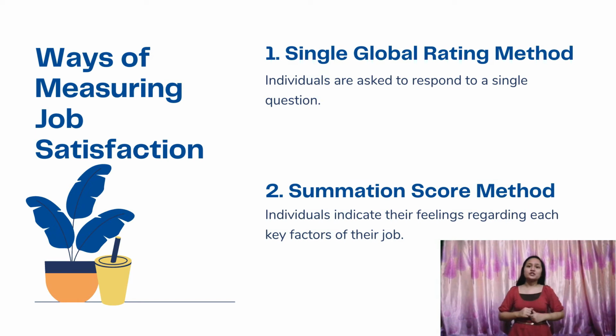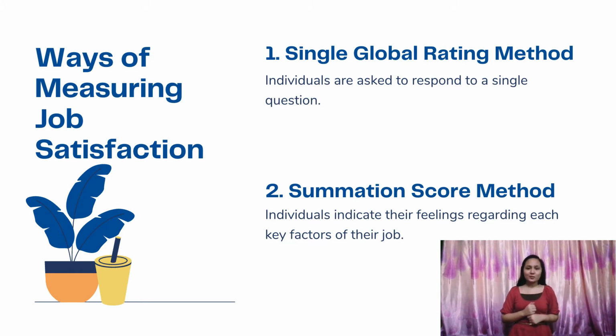And there are 2 ways of measuring job satisfaction. First one is the single global rating method. It refers to the approach where individuals are asked to respond to a single question, such as, how satisfied are you with your job? The respondents indicate their answers by putting a check before any of the numbers from 5 to 1. 5. Highly dissatisfied. 4. Moderately dissatisfied. 3. Indifferent. 2. Moderately satisfied. And 1. Highly satisfied.